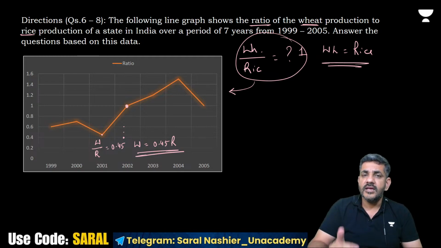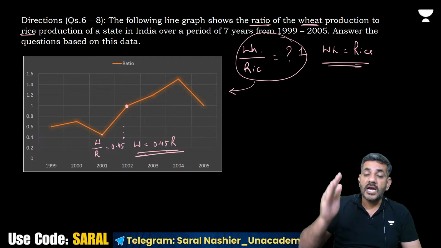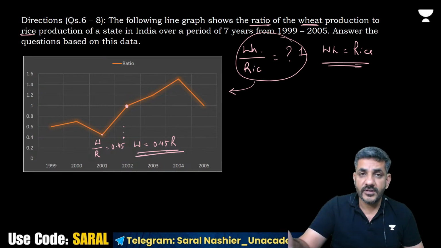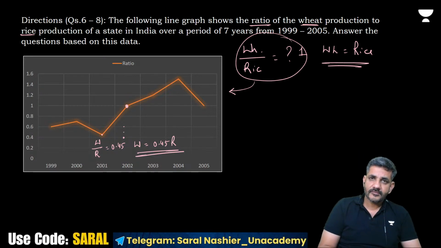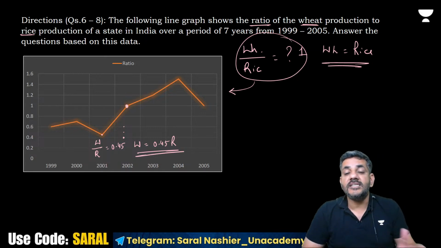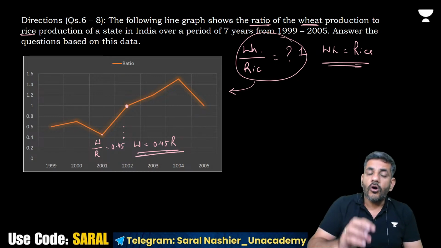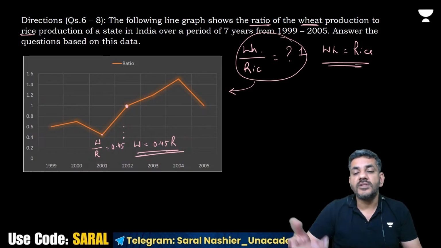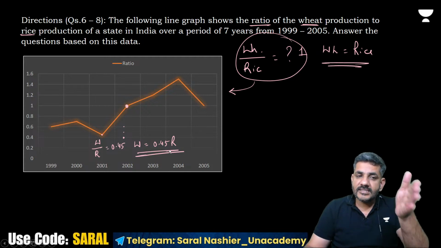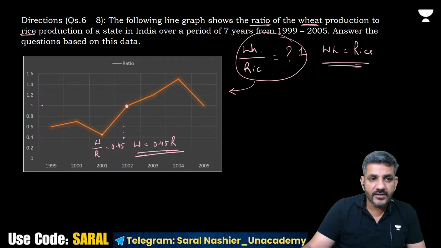So can I say wheat production is lesser than the rice production, or rice production is more than the wheat production? Yes, Sahil, that's correct. Here I can surely say that wheat production is less than rice because it is 0.45 times of rice, right? Or you can say rice production is more than wheat. So when it is less than 1, wheat production is lesser than rice.